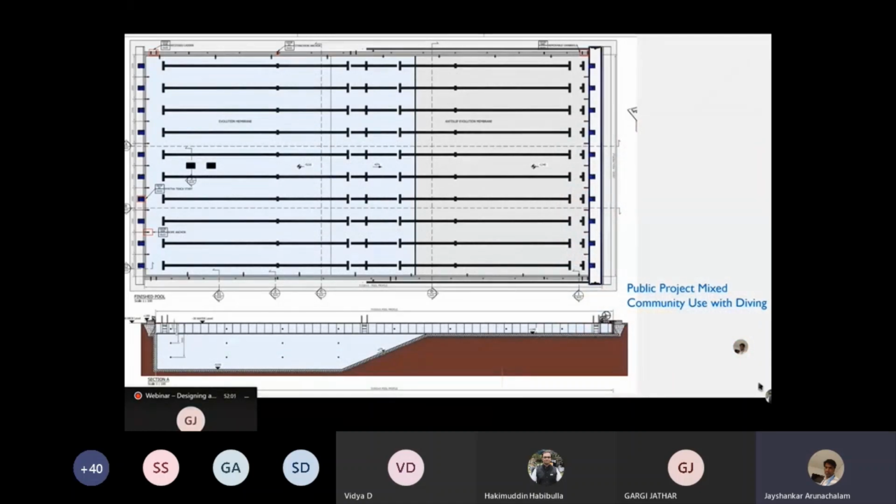Just getting to an example, this is one of the pools which we are now executing. We are under stage of discussion or under execution in north Karnataka. Now this particular pool is a combination of a diving pool plus a swimming pool. This particular pool has a depth profile of 1.2 meters to 5.2 meters. So you could see one end being used as a diving pool.